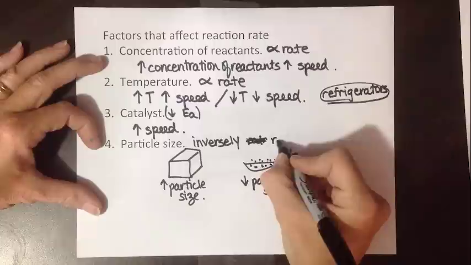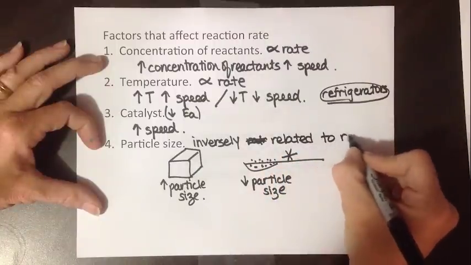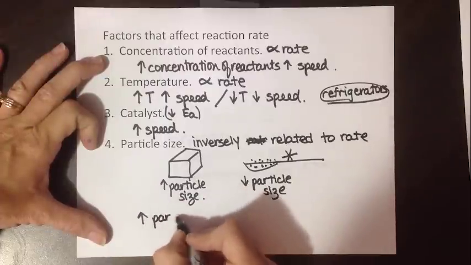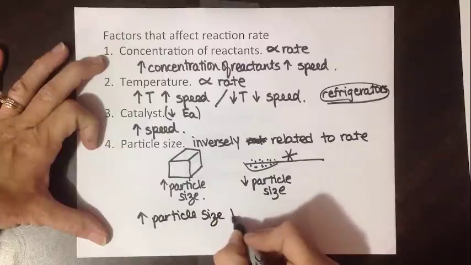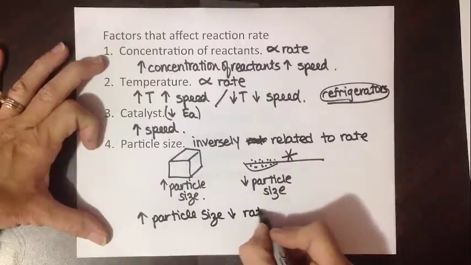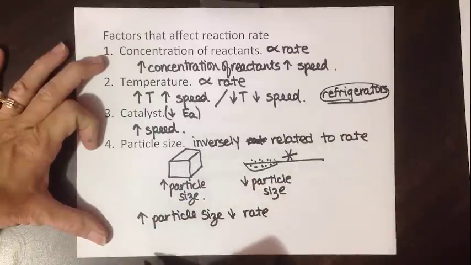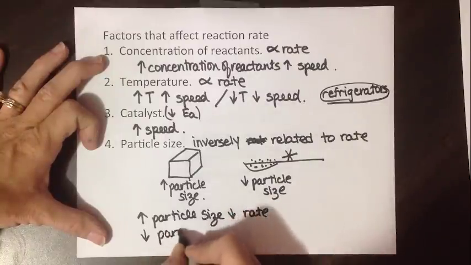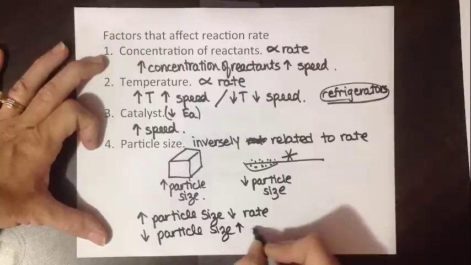Can't spell, so that's all right. If you're my student, you know that already. Related to rate. So if you increase the particle size, you decrease the rate. That guy, only the substances or compounds on the outside of the cube can react. Over here, they can all react. So conversely, if you decrease the particle size, if you squish it up, you increase the rate.